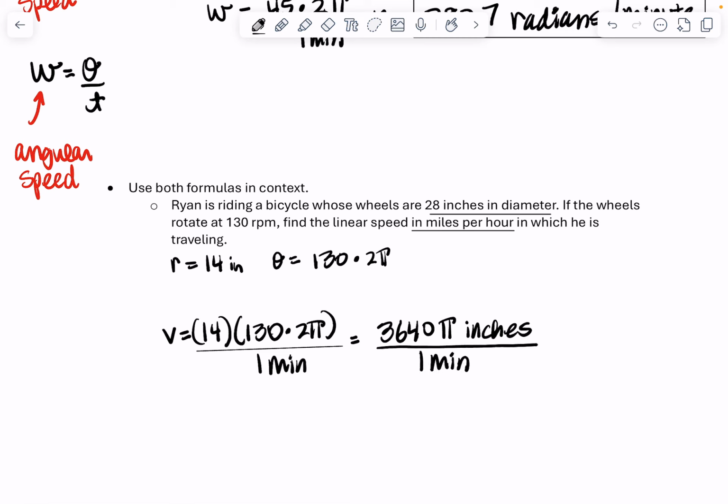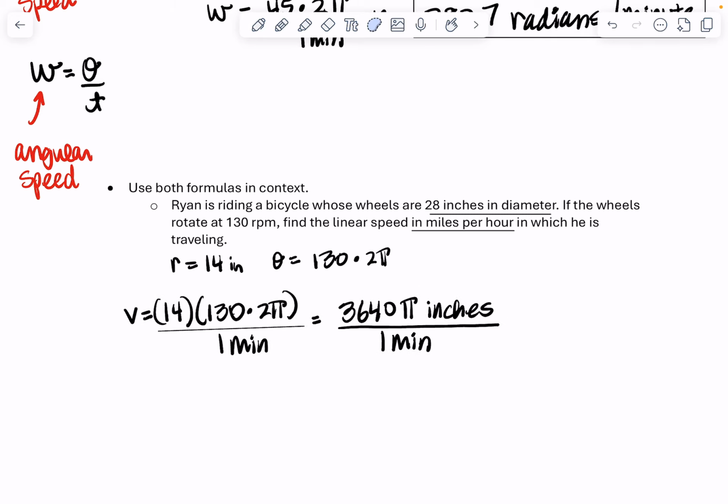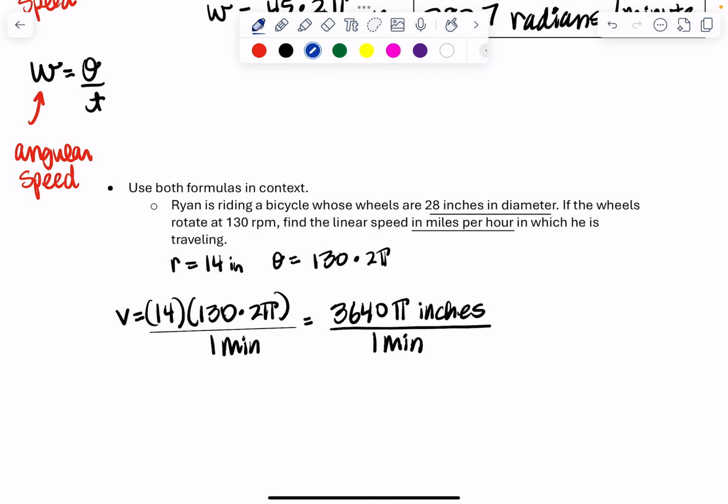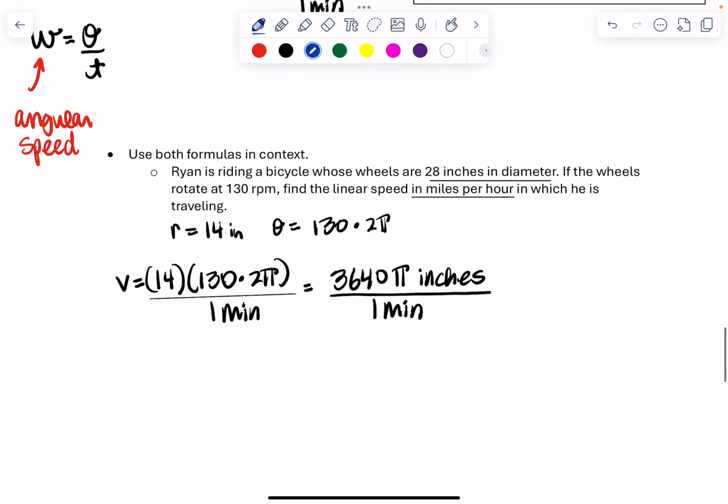And the reason I'm leaving it like that is because we want our final answer to be in miles per hour. So if you want it in miles per hour, you want the final answer to be as accurate as possible. So you don't want to round off too early. So we're going to take this answer that we had in inches per minute, and we're going to convert.